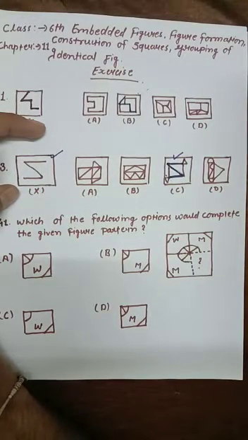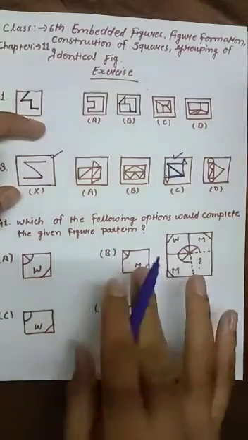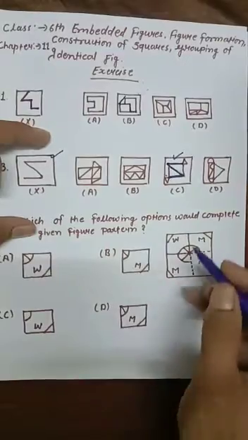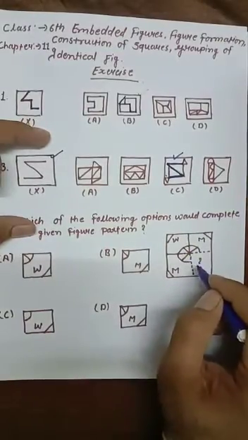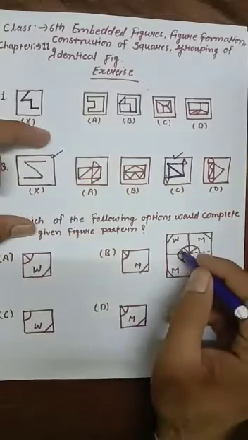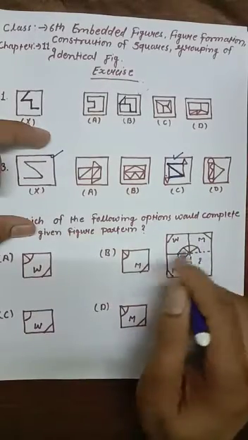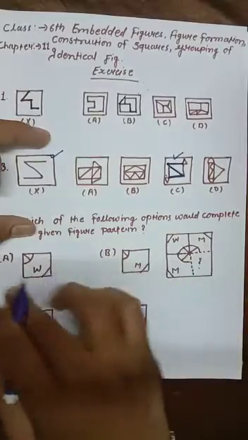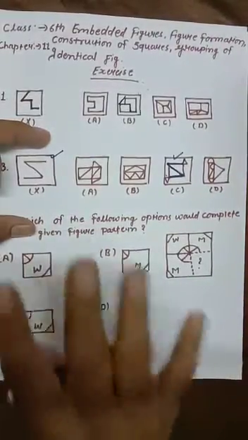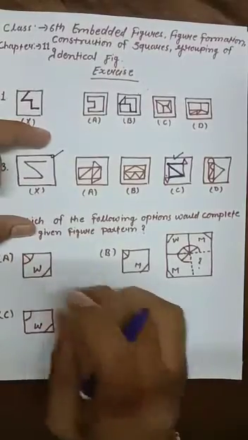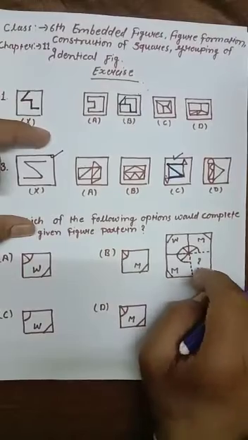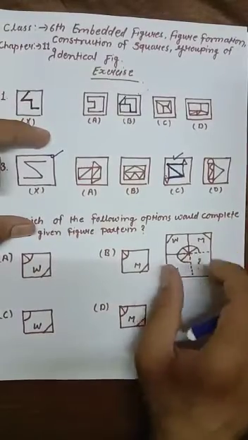Which of the following options would complete the given figure pattern? That means this kind of question, this figure will be completed with the help of a single logic. The same logic which is going on for completing this figure, we have to pick from the given options A, B, C and D. There are 4 options available. With the help of that option we have to put here, and that will complete the whole figure.